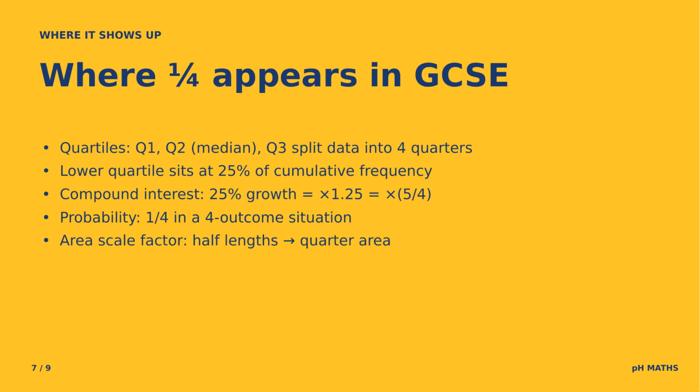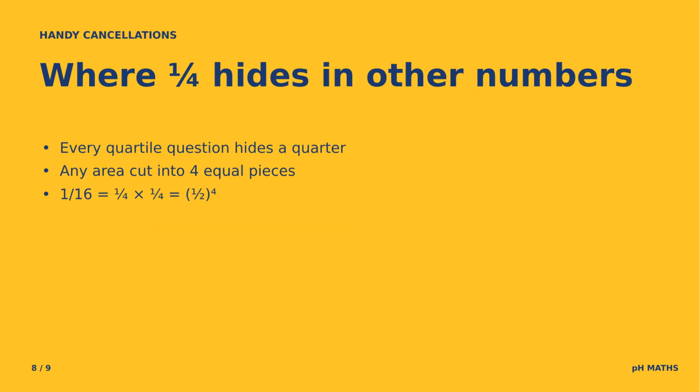Where a quarter actually shows up in your exam: quartiles. Q1, Q2, and Q3 split your data set into 4 equal pieces. The lower quartile sits at 25% of cumulative frequency. Compound interest at 25% growth is multiplying by 1.25. Probability with 4 outcomes. And area scale factors. Half the lengths, area becomes a quarter. That's a higher tier favourite. Where a quarter hides: every quartile question.